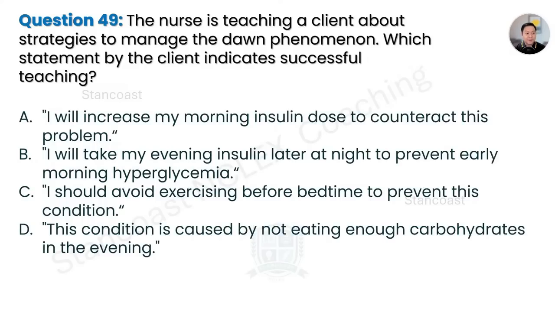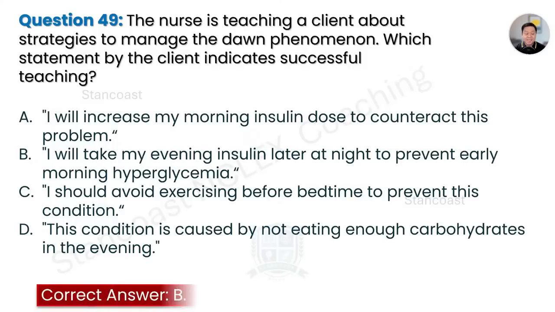49. The nurse is teaching a client about strategies to manage dawn phenomenon. Which statement by the client indicates successful teaching? A, I will increase my morning insulin dose to counteract this problem. B, I will take my evening insulin later at night to prevent early morning hyperglycemia. And C, I should avoid exercising before bedtime to prevent this condition. And D, this condition is caused by not eating enough carbohydrates in the evening.